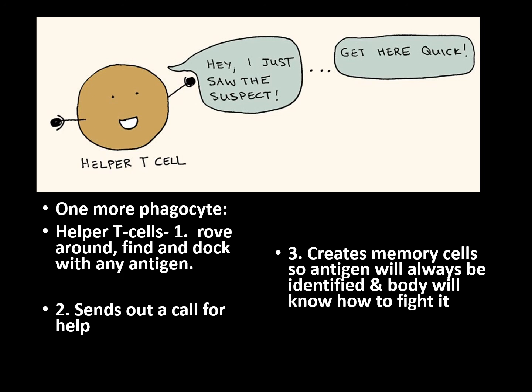But these guys do really, really help, because what they do is they create a thing called a memory cell. And the memory cell not only identifies what kind of antigen your body has fought against, it also identifies how your body took care of it, how it got rid of it. So your body has a record of the antigens that you have fought.